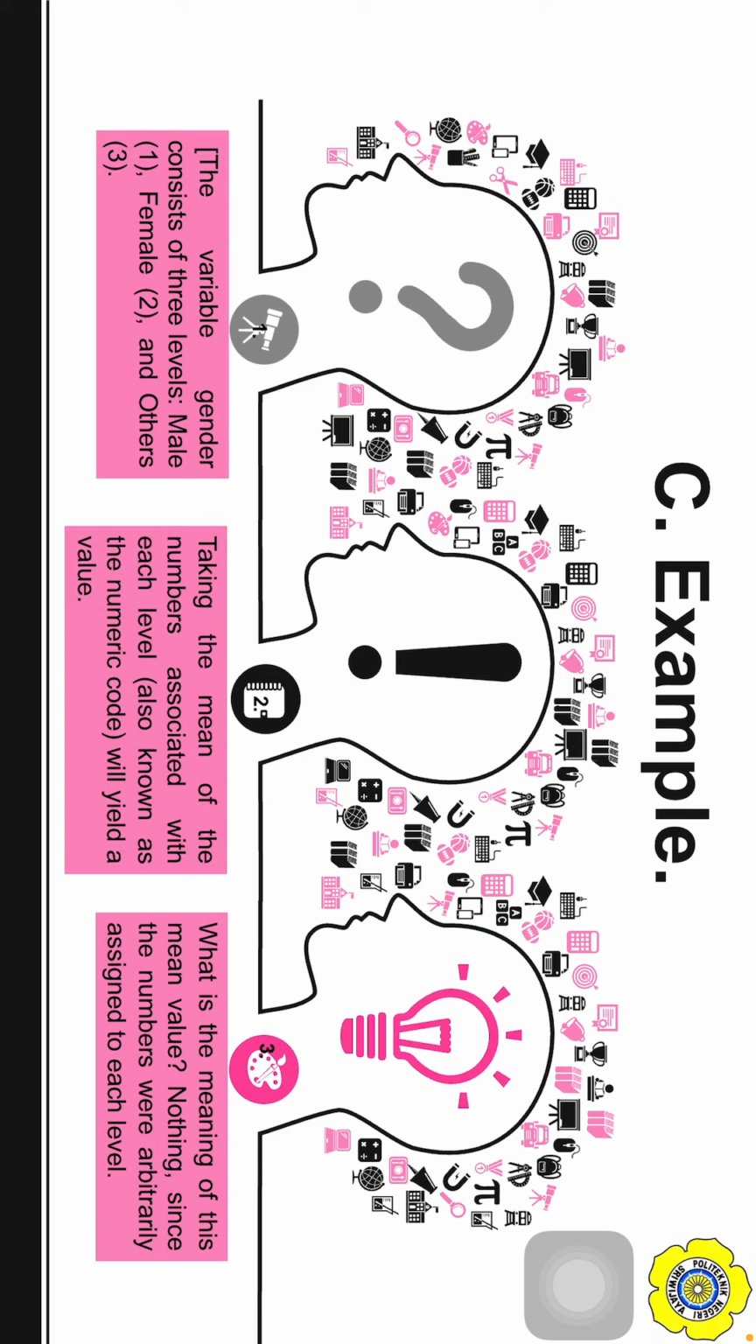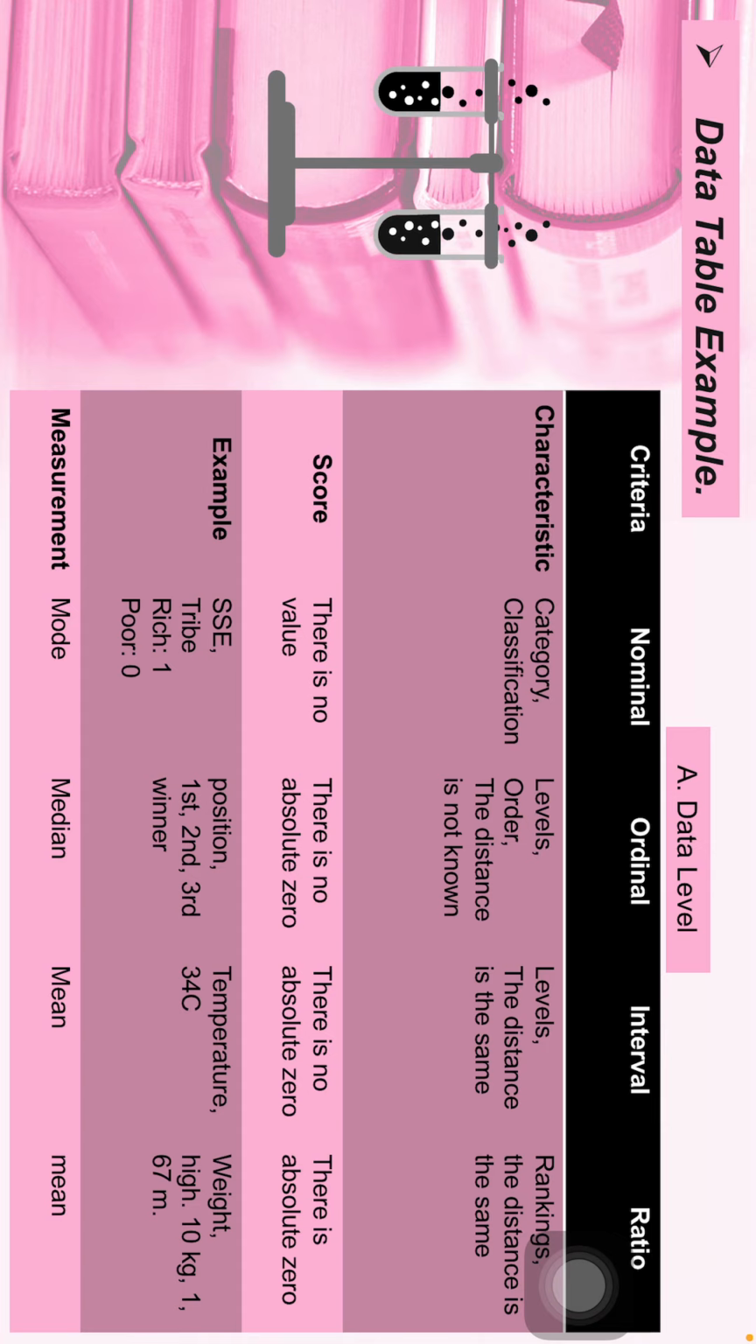The example is the variable gender consists of 3 levels, right? For example, male is 1, female is 2, and the others, we don't know yet, is called 3. Then we take the mean of the numbers associated with each level, also known as the numeric code, and it will yield a value, or what I just told you before, that it is only taking the rata-rata. What is the meaning of this mean value? Nothing, because the numbers are arbitrarily assigned to each level. Okay, go on to the next slide.